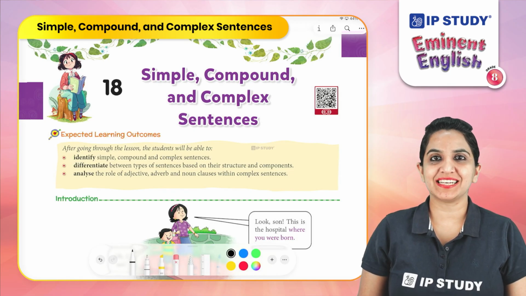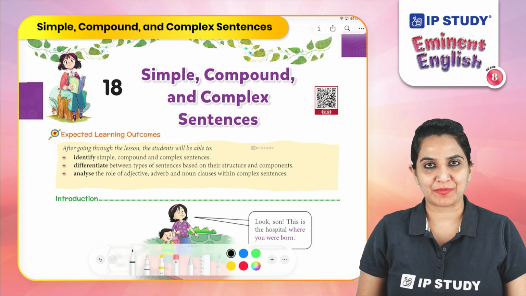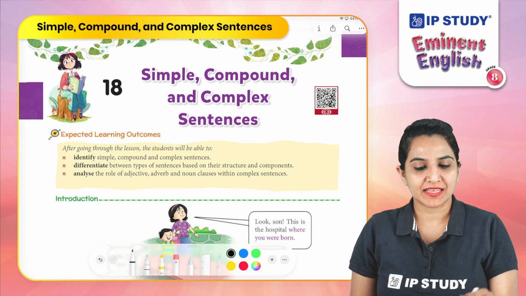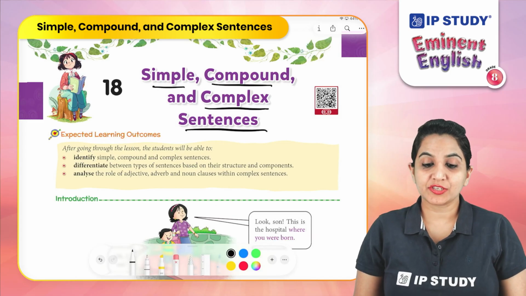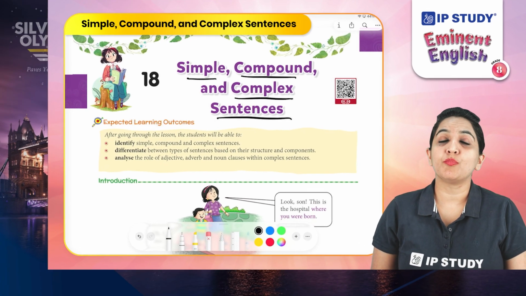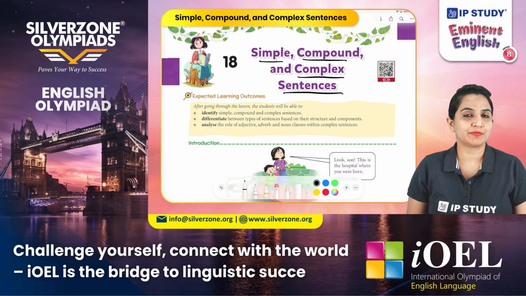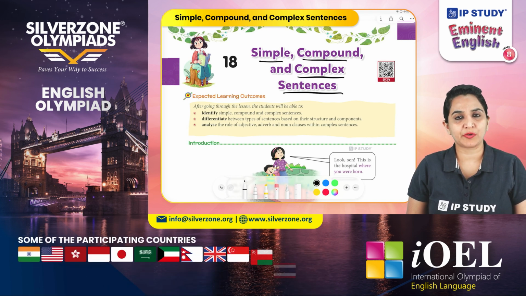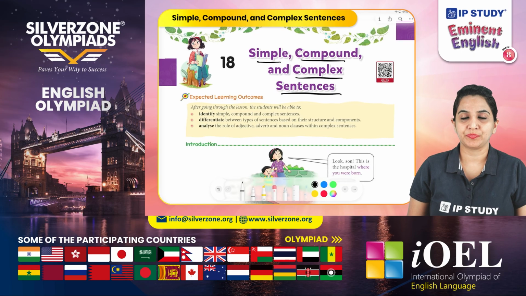Today we will discuss the 18th chapter of Grade 8 English Grammar, and our topic is simple, compound and complex sentences. Today's topic is indeed interesting because it tells us more about the sentences. There are three types of sentences that we will cover in this lesson: the simple sentence, which has one finite verb and is meaningful. That means it is understandable.